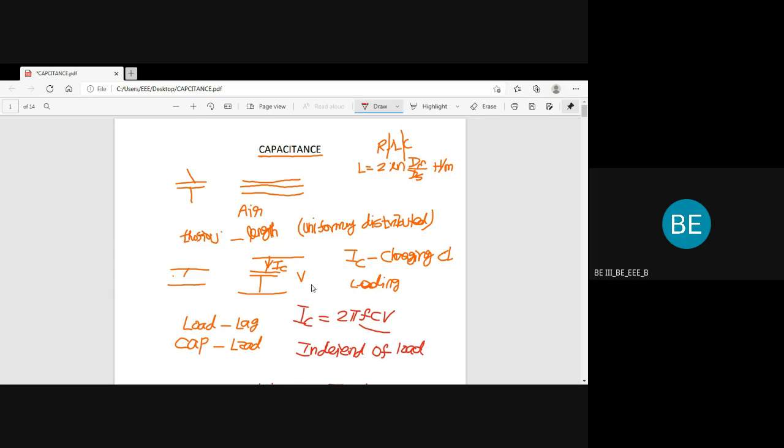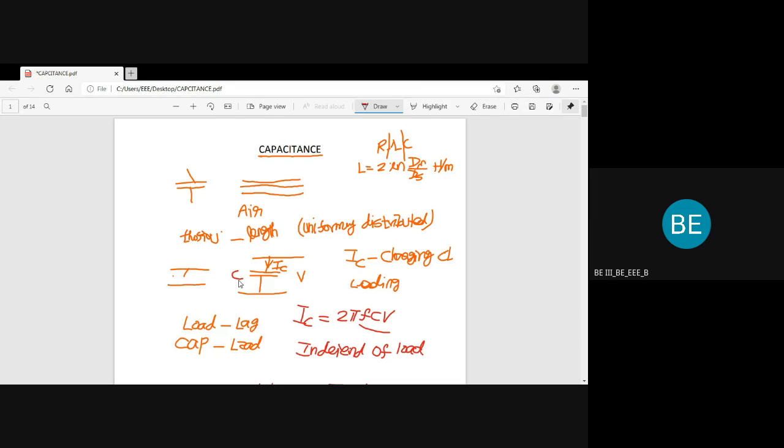Just assume this circuit. If we apply the voltage across the transmission line, there is an existence of capacitance between the transmission lines. That leads to drawing a leading current, which we call the charging current. This charging current has several advantages. The charging current formula is 2 pi f C V. So charging current depends upon frequency, capacitance and voltage, and it is independent of the load, right?